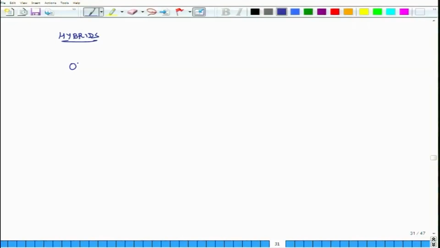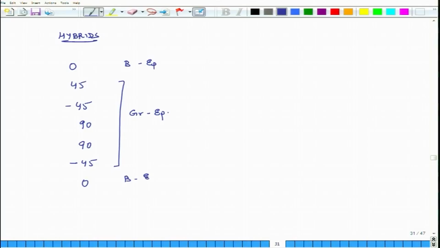So suppose the first layer is 0 degrees, second layer is 45, third layer is minus 45, fourth layer is 90, and then 90, minus 45, 0, but the materials are different. So here we have boron fiber and epoxy composite, and on all these we have graphite fiber and epoxy composite, and this is a boron fiber and epoxy composite.